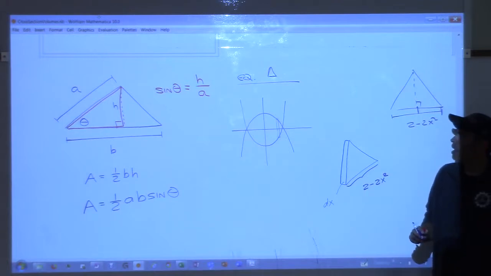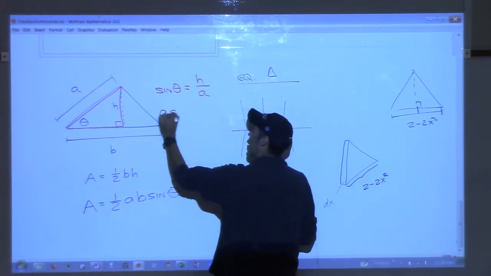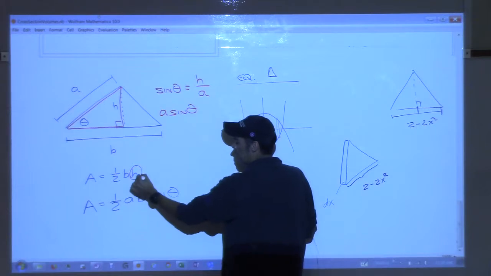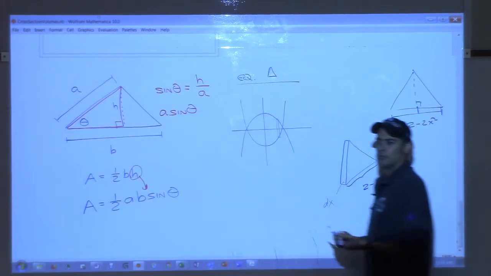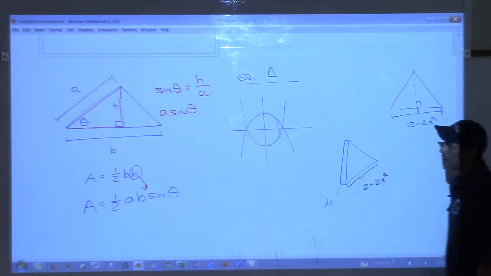I'd like for you to solve that for h. So solve this for h. What would you get? A sine theta. So now take this formula here and replace that with a sine theta, and you get that formula. Right? That's all it is. There's nothing else magical about it. Pretty simple?